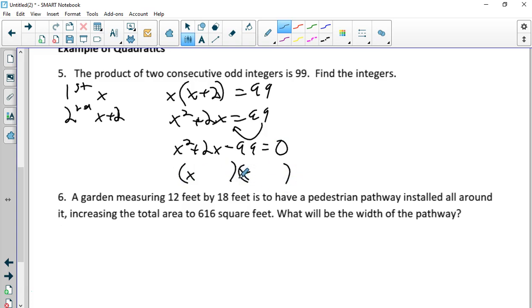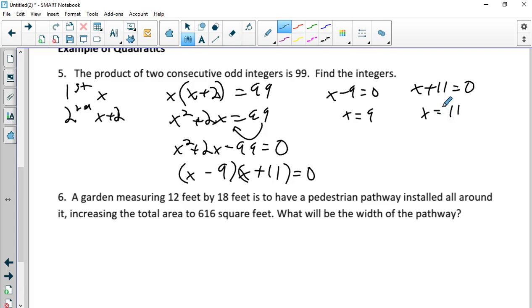I need 2 numbers that multiply to give me 99 that differ by 2. Hopefully you know that's 9 and 11. But I want more positives than negatives. So I set these both equal to 0. And I get x equals 9 and x equals 11. Sorry, negative 11.